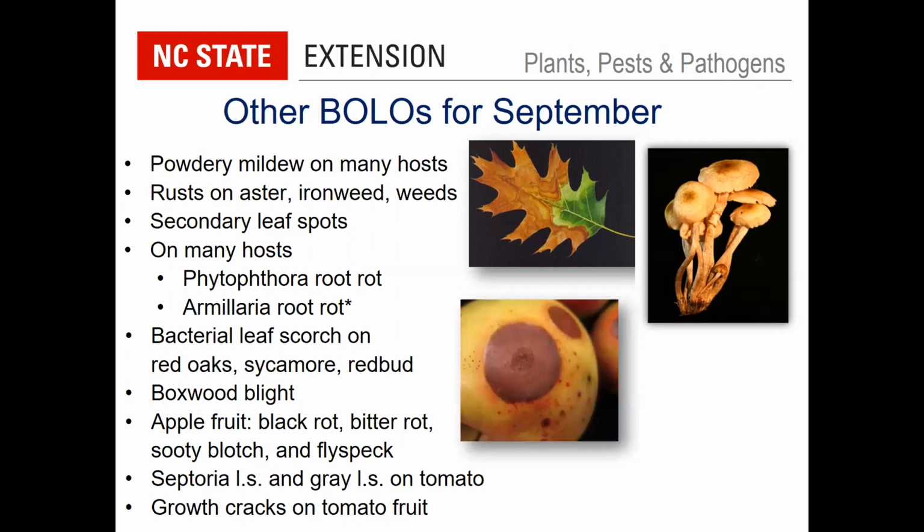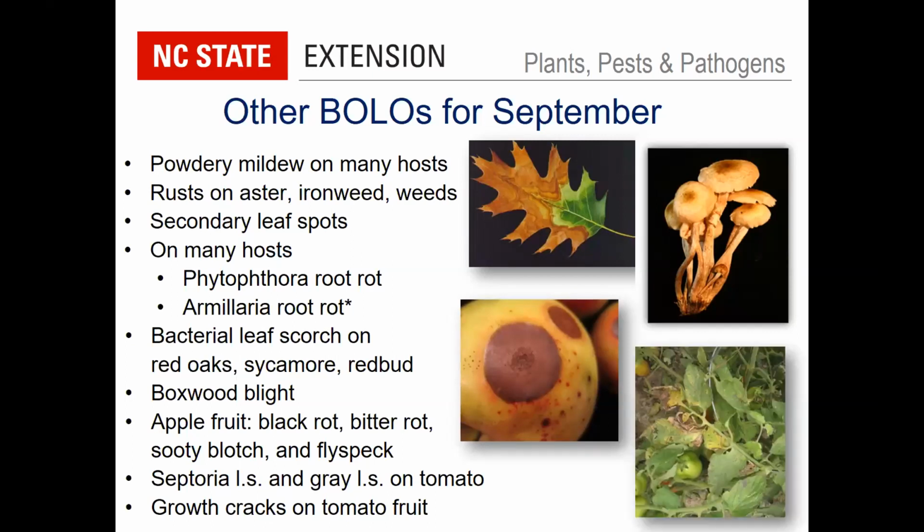Of course, fruit on the apple trees. You could have black rot, bitter rot, and the superficial, really cosmetic problems of sooty blotch and fly speck. Whereas the more serious would be something like a bitter rot there. You see the large lesion on that.